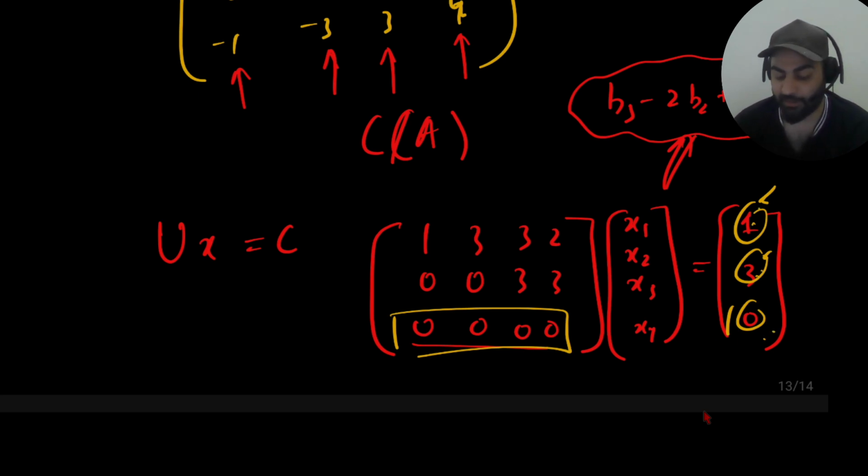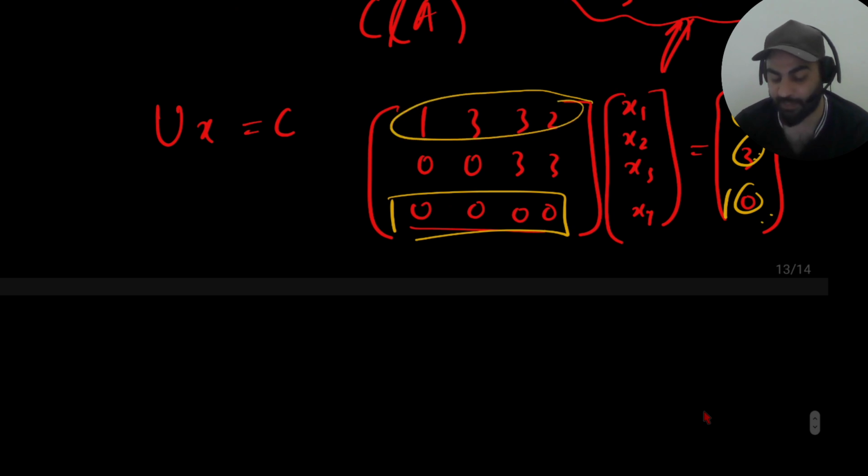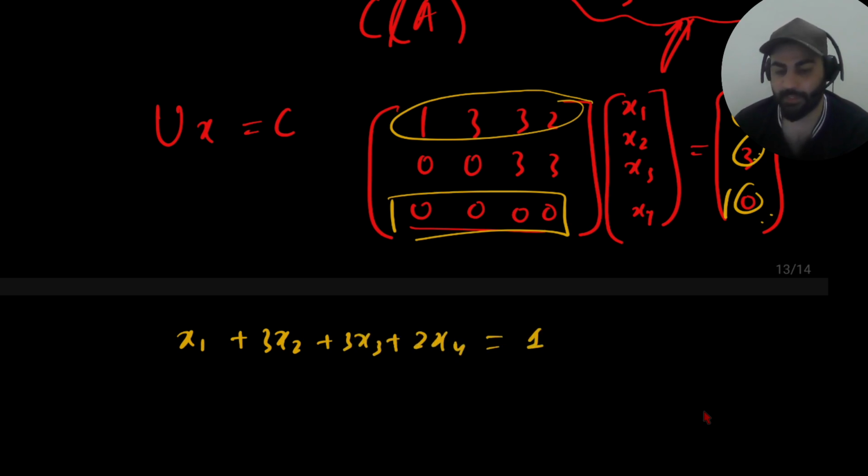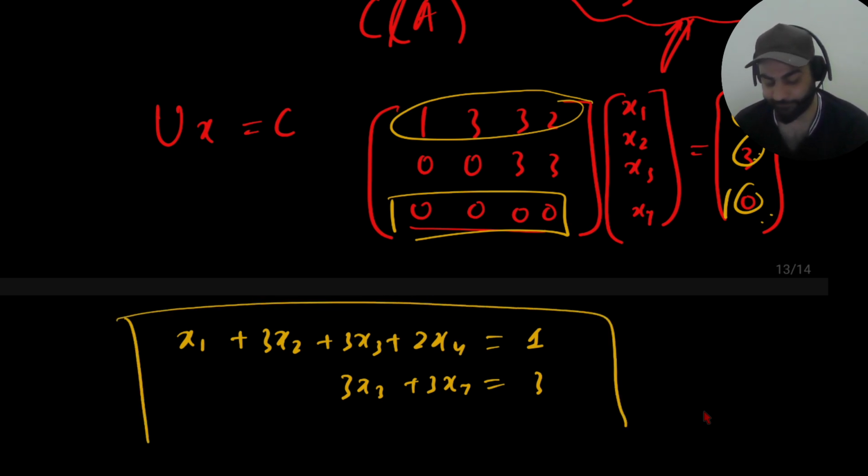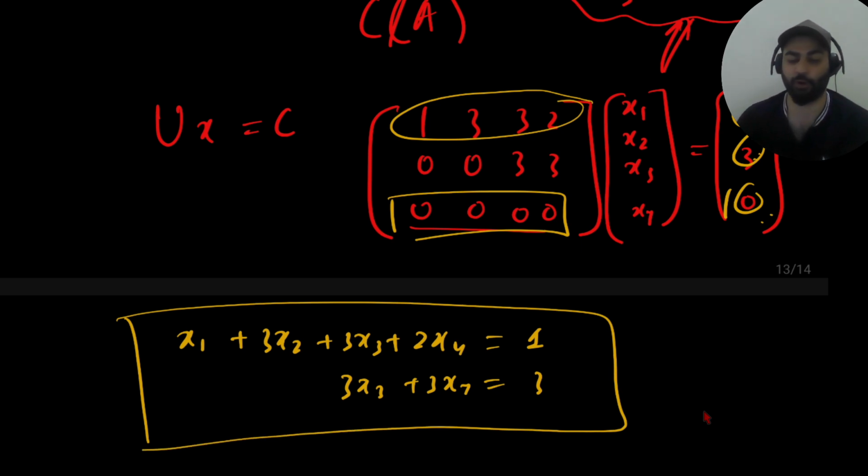Now I can expand these equations again. This will be x1 + 3 times x2 + 3 times x3 + 2 times x4 equal to 1. And the other equation I get is 3 times x3 + 3 times x4 equal to 3, and the rest is 0. So these are the two equations I got. Now you can solve these equations for this particular solution.